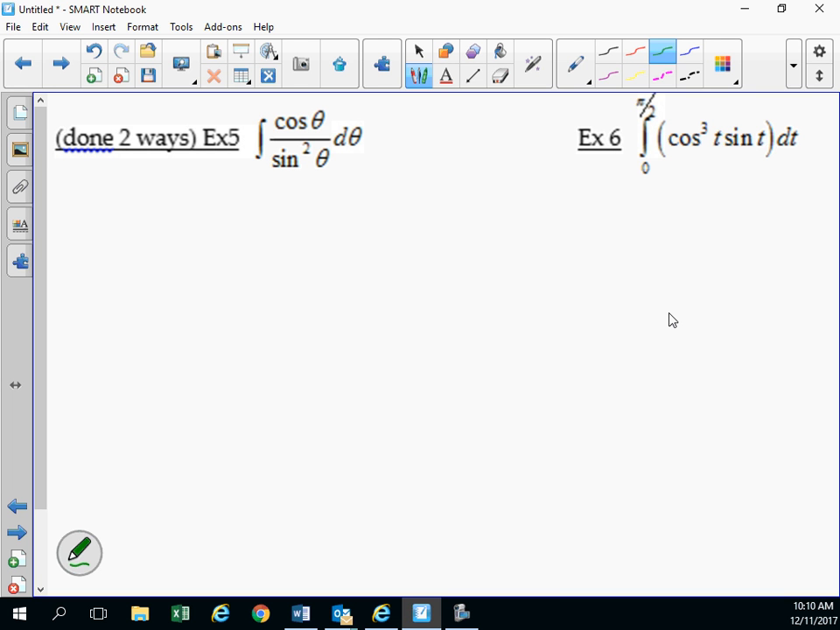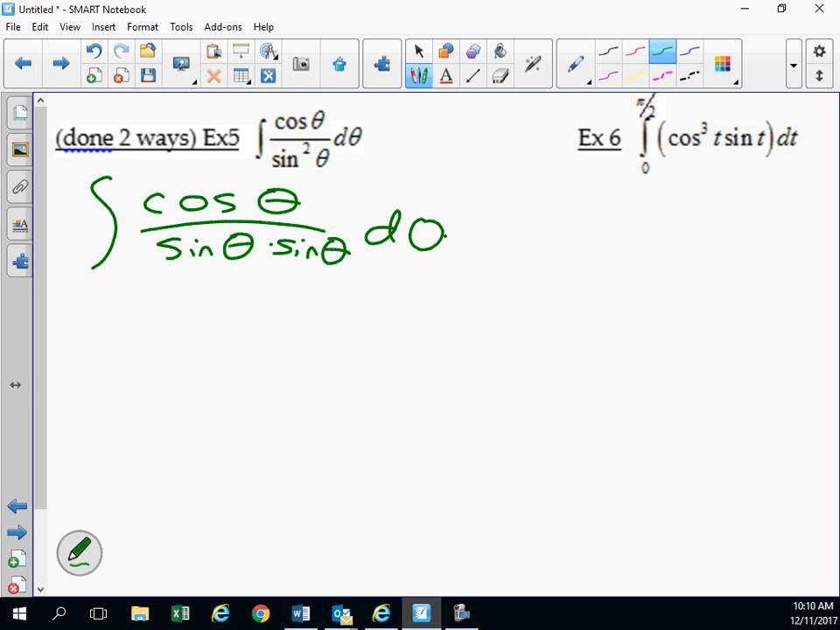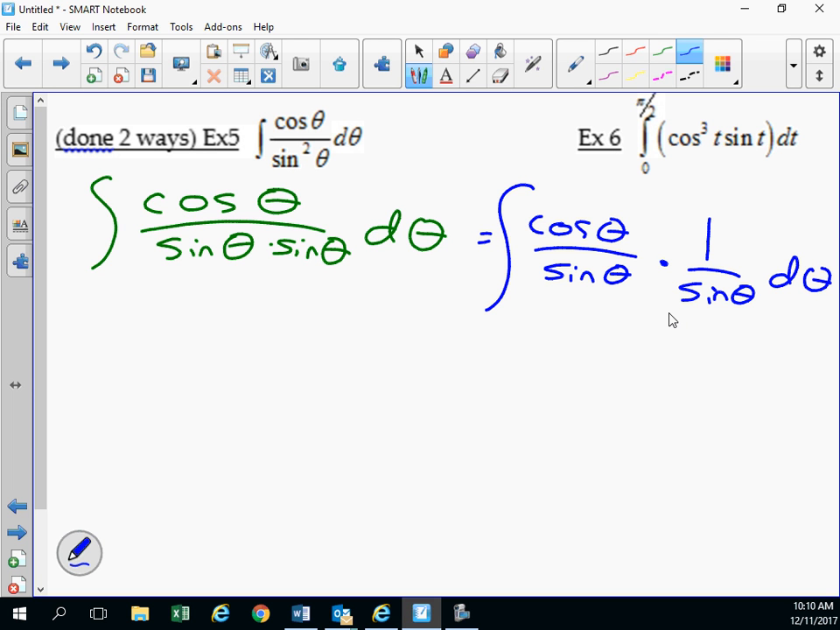Because reality is that cosine's fine, but sine can be written as sine times sine. That's literally what sine squared means. And because this is multiplication, I can write this as cosine over sine times 1 over sine. That's the same thing as cosine over sine squared. You okay with that so far?